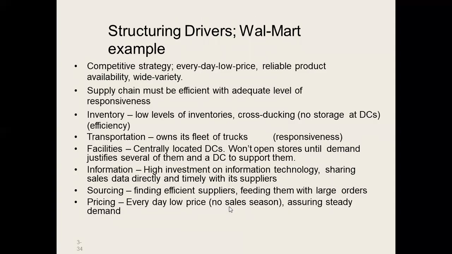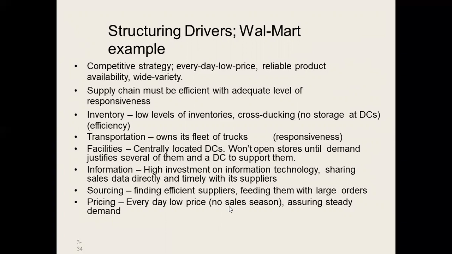So this is the example of Walmart, where their competitive strategy, the supply chain, and the inventory run. Look at the last two portions: the sourcing, finding efficient suppliers and feeding them with large orders. If you are giving them large orders, it's not that you get the product within a very short time. It's a process where you get the products weekly, monthly, or bi-monthly. So the chain is going on. When the chain is running, you are continuously getting the products, and your total supply chain is running properly.